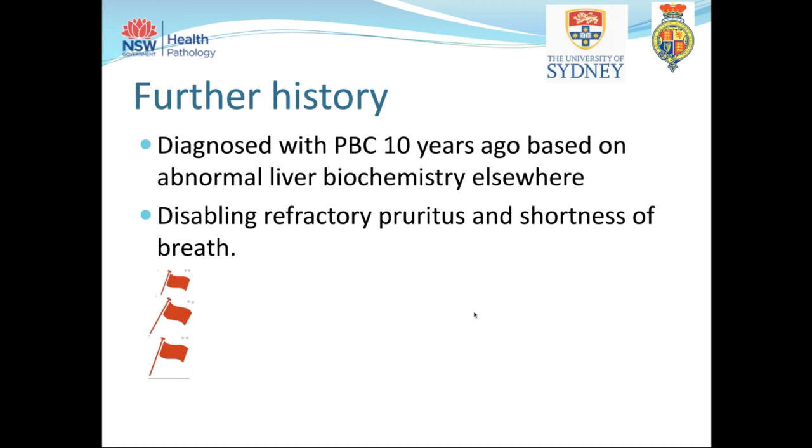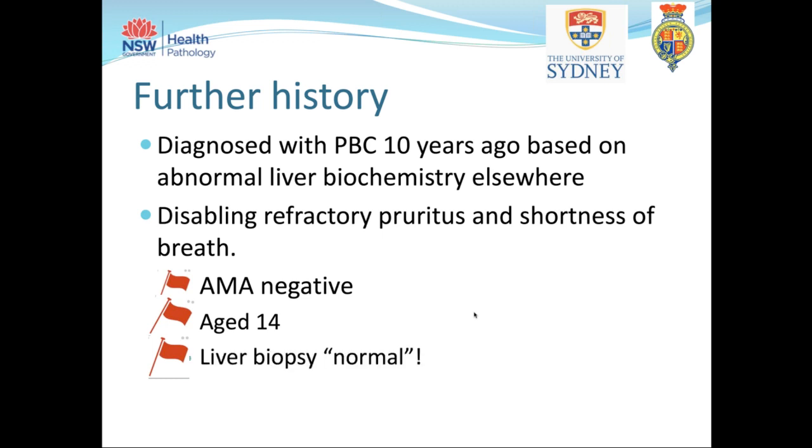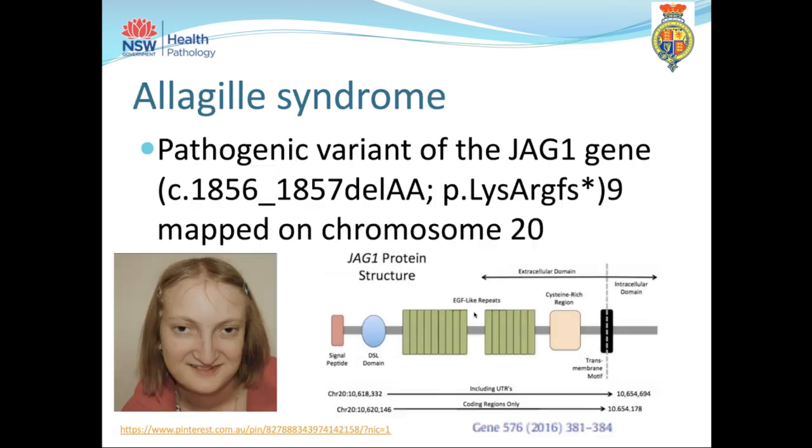So on further history, this poor woman had been diagnosed with PBC 10 years ago based on some abnormal liver biochemistry and a biopsy that was done at a small peripheral centre. She represented to the liver unit with disabling refractory pruritus and shortness of breath. In retrospect, there were some red flags, including the fact that her AMA is negative. As you recall, in that previous case, 95% of cases are positive. It's pretty unusual to get PBC in a patient of this age, and also her liver biopsy had been reported as normal, although when subsequently reviewed, there were some signs of duct loss.